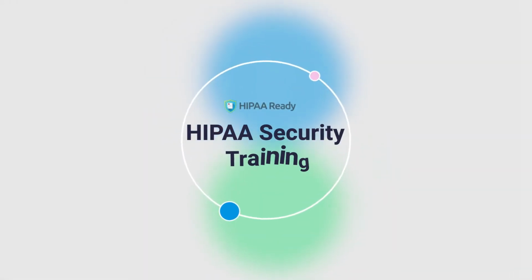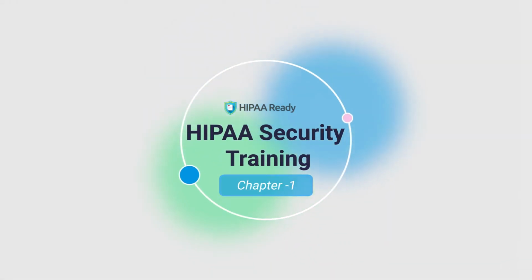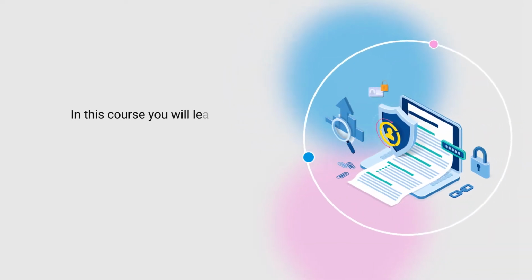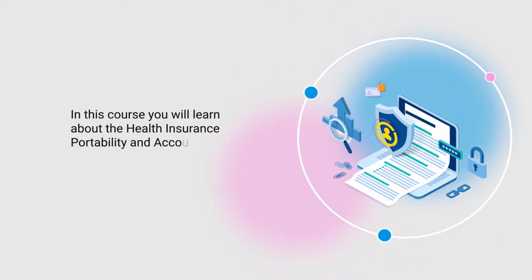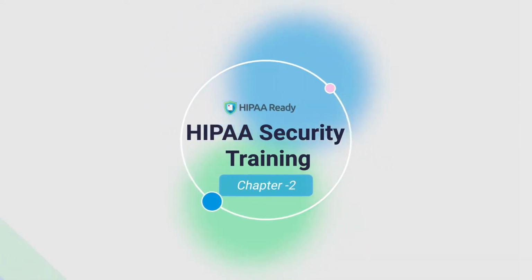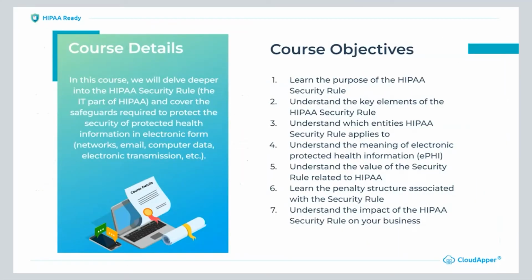Welcome to the HIPAA Security Training Chapter 1. In this course, you will learn about the Health Insurance Portability and Accountability Act, also known as HIPAA. In this course, we will delve deeper into the HIPAA Security Rule and cover safeguards required to protect the security of protected health information in electronic form.